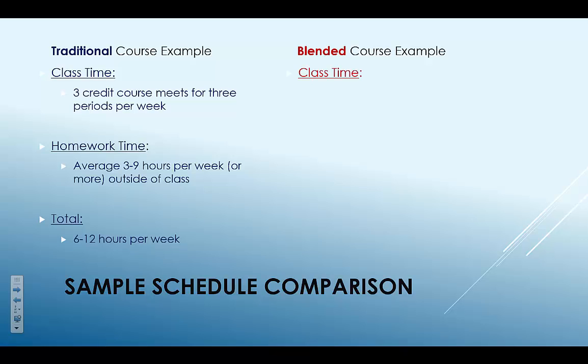Now let's calculate homework time. The average college student can expect to spend at least 1 to 3 hours per week outside of class doing homework for every hour that is spent in class.